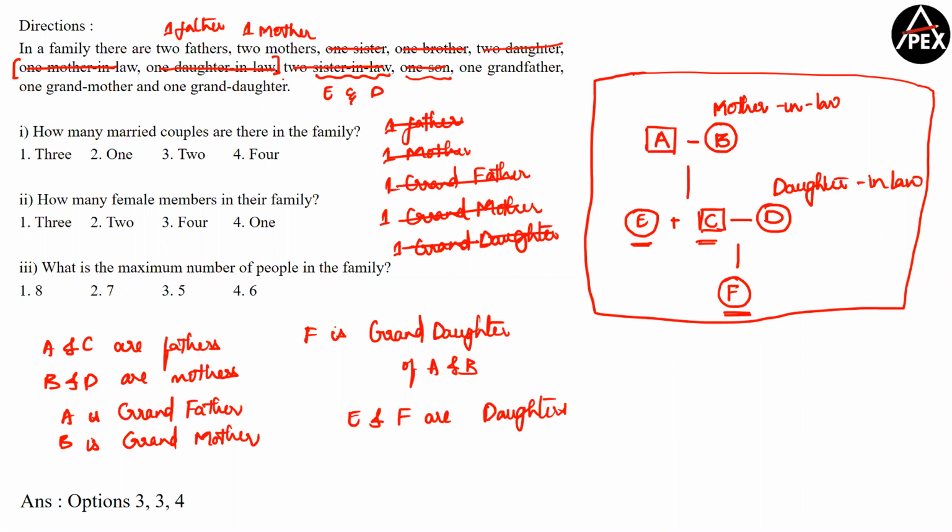Now, if I look at the questions, how many married couples are there in the family? If you look, we have A and B as a couple and C and D as a couple. So we have two couples in this family. The answer should be option.